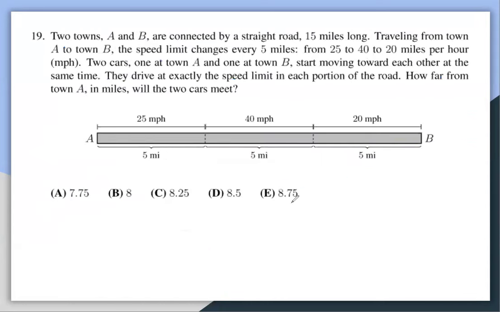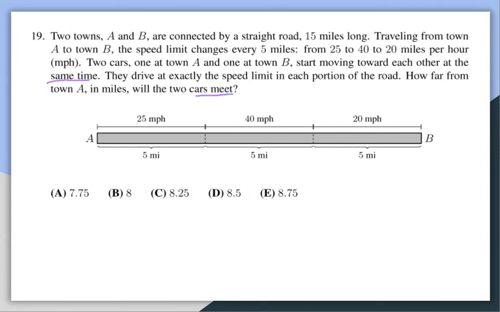Anyway, so next one is 19. So two towns A and B are connected by a straight road, 15 miles. Okay, 5, 5, 5. Traveling from town A to B, the speed limit changes every 5 miles: 25, 40, and 20 miles per hour. And two cars, one at A and the other at B, start moving towards each other at the same time. They drive exactly the speed limit in each portion of the road. How far from town A will these two cars meet?